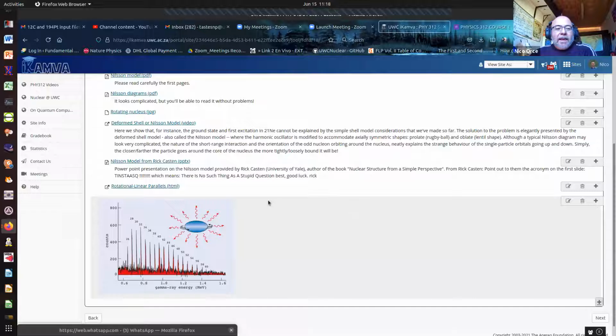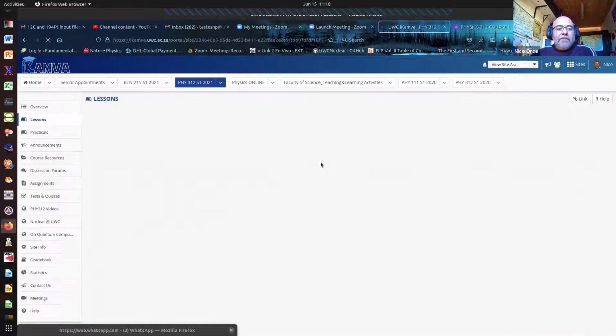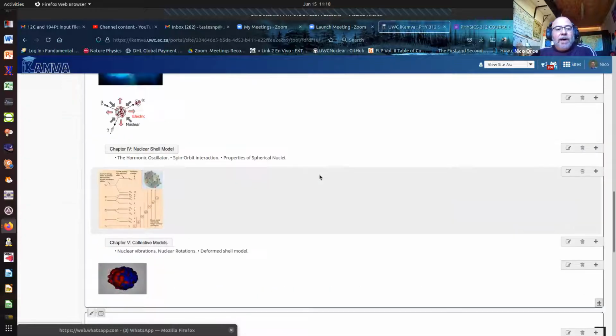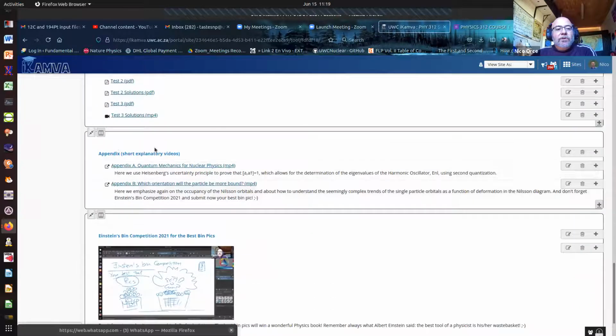So then rotational linear parallels. Okay, and we go back here. And then at the end, I'm going to make a few more appendices. You have here all the tests with the solutions, test, solutions, test, solutions, and short explanatory videos. Instead of having these long videos, I'm going to shorten some of the concepts, so you can just go to the appendix and see clearly what concept you have to do.